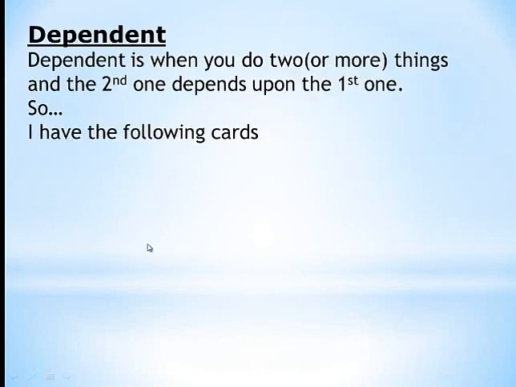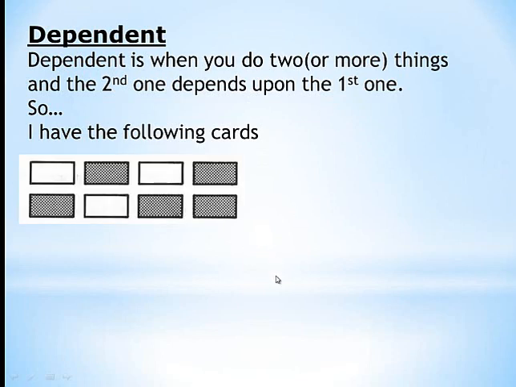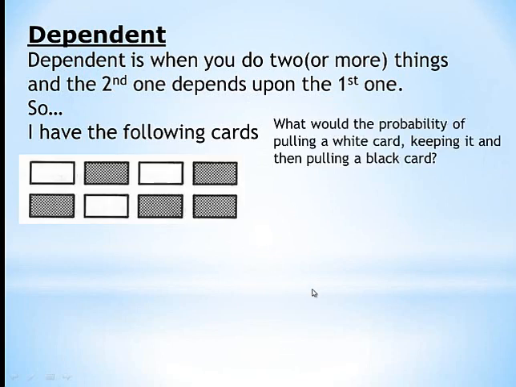The next one we're going to talk about is a dependent event. A dependent event means the second probability depends upon the first probability. For example, let's say I had the following cards, and I wanted to know what the probability would be of pulling a white card, keeping it, and then pulling a black card. So let's start with the probability of a white card. What would the probability of a white card be? 3 out of 8. Correct.